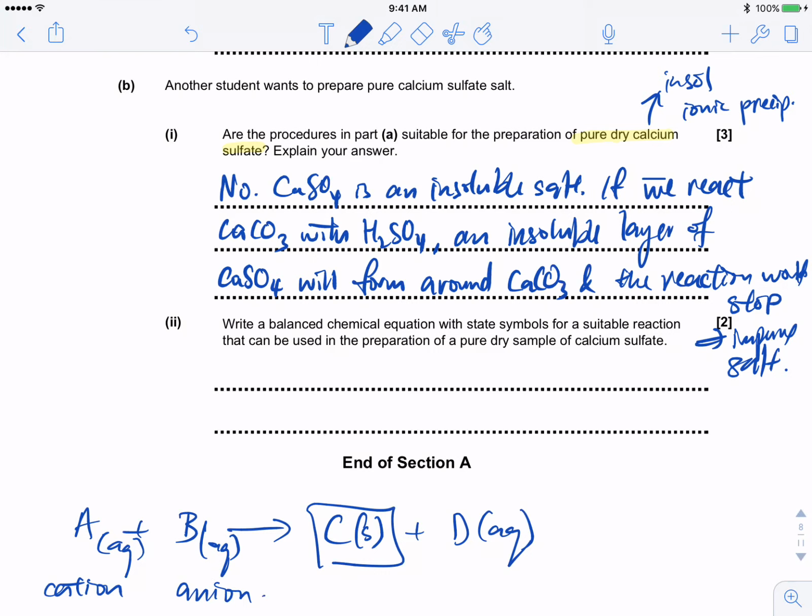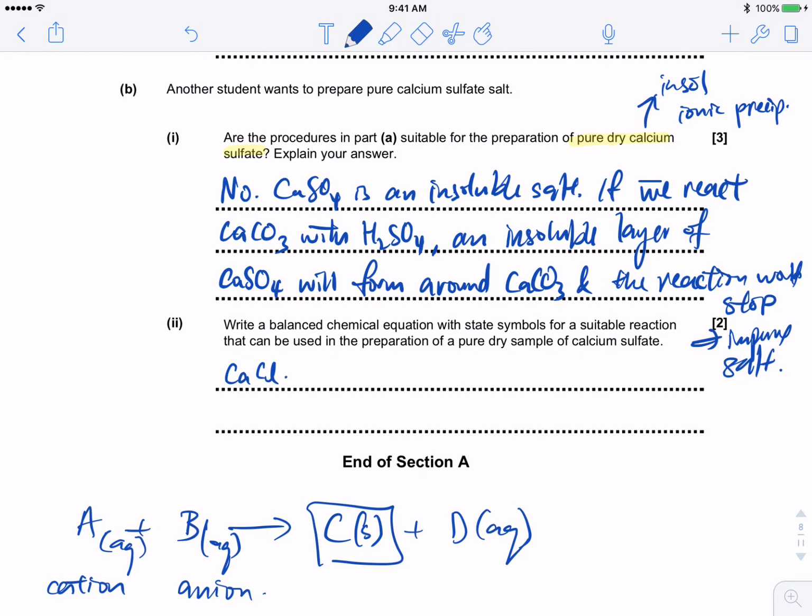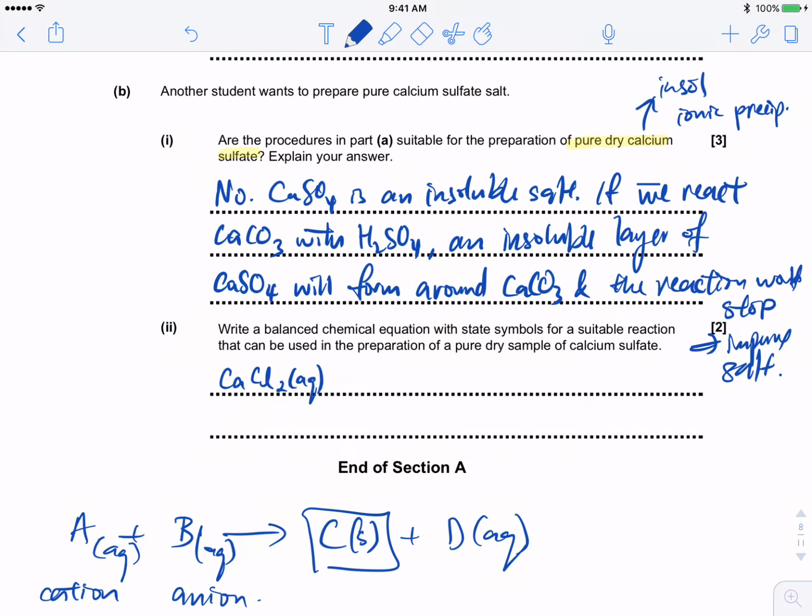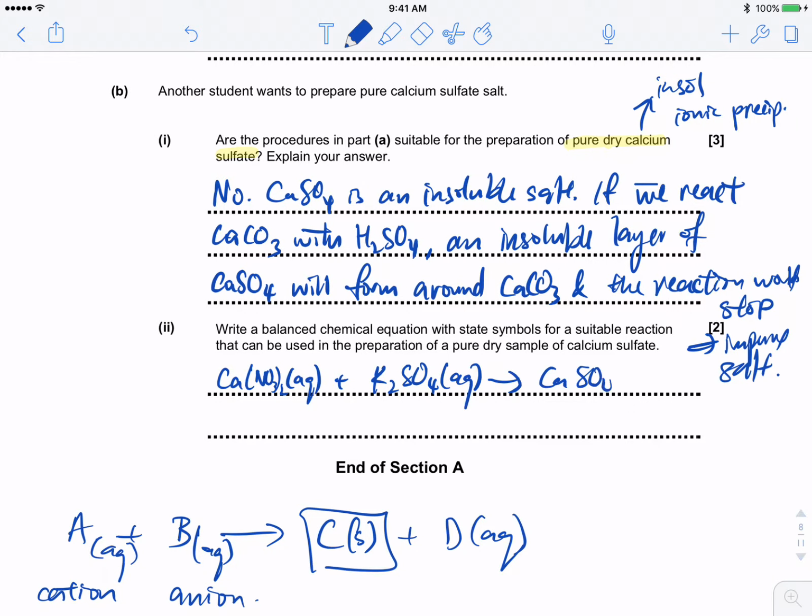So let's just choose any example. Any calcium salt that's soluble. Okay, usually I use nitrate. Let's just use nitrate because all nitrate salts are soluble. Plus, let's say the anion must be a sulfate. Let's say potassium sulfate. That will give us calcium sulfate.